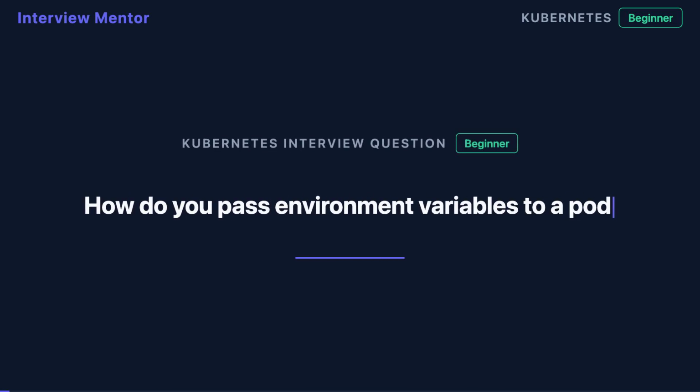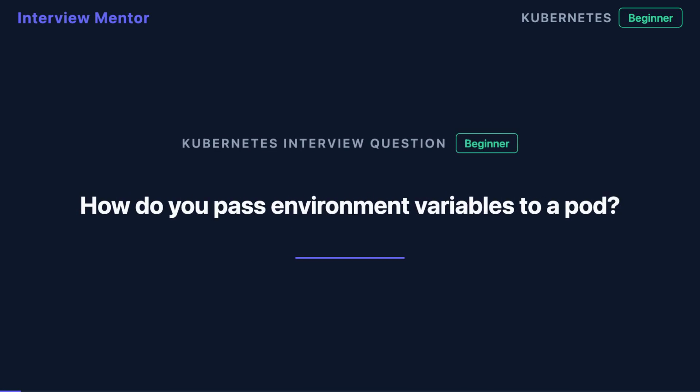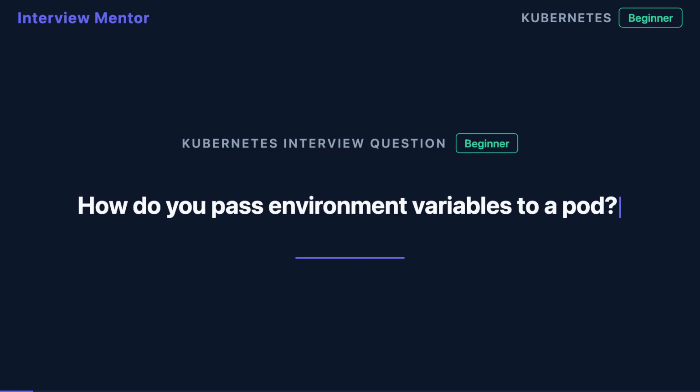Environment variables are the backbone of container configuration. In Kubernetes, you have 5 different ways to pass them to your pods. Let's break down each approach.